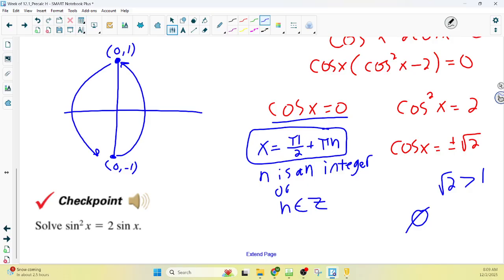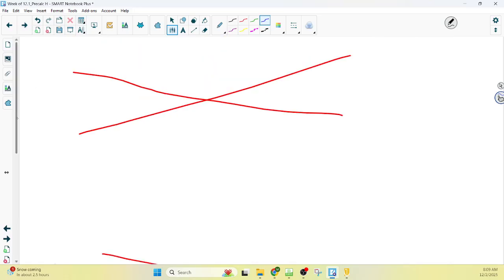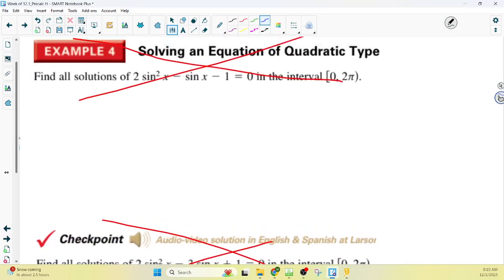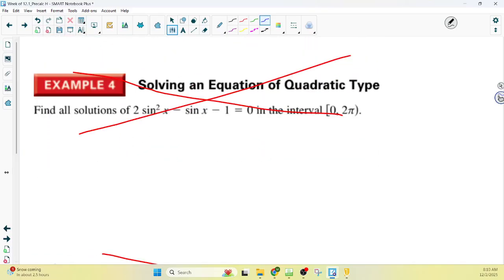Okay? I don't know when I broke this into part 2. I'd like you to try to solve that one, but let me see what I've got on the docket here. I'm sure we've been going for a little bit. Okay, so see, it says if time allows. So let's see where we're at with this video. We'll try to complete example 5. We're at 19 minutes. I would say time does not allow.